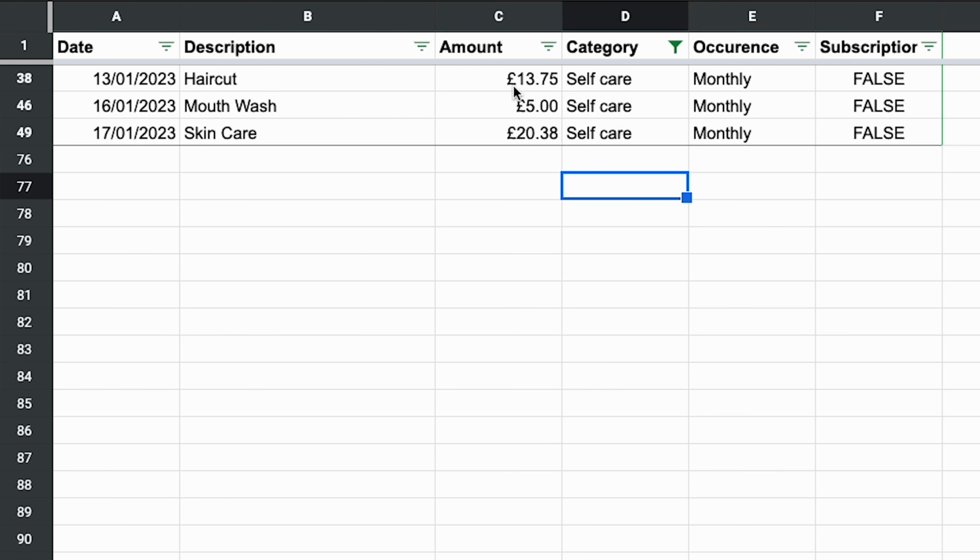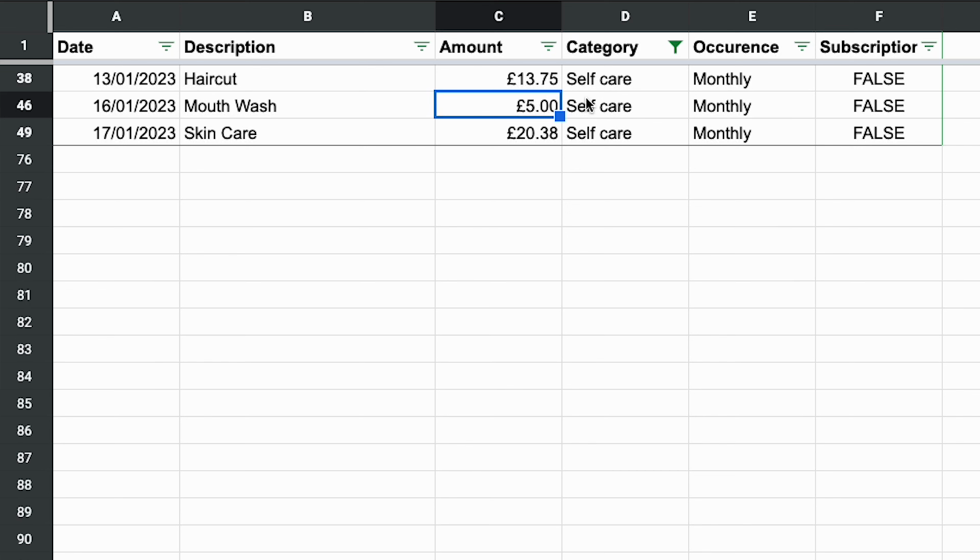And then the next category is self-care. All I have is haircut, £13, pretty cheap for London actually. And I usually get my haircut once every 2-3 weeks, so it's about monthly. Mouthwash, £5. Me and my flatmate actually share that. Skincare, £20. Then the last category is productivity, yeah.